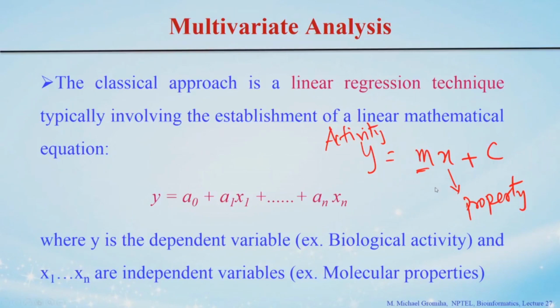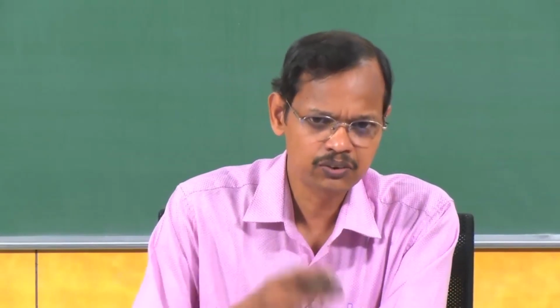If you would like to add more variables, in this case you can develop a multiple regression technique: y equal to a0 plus a1 x1 plus up to an xn. For each compound we get one equation, because we know the activity and all these properties, but only the coefficients we do not know. Then we use the principle of least squares to build this model, get the coefficients, and use them to get the activity of any new compound. You can easily do that with this multiple regression technique.